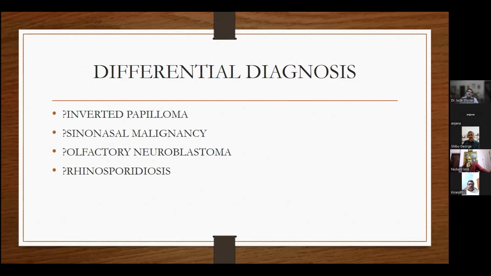One point. If it is olfactory neuroblastoma, I'm just finishing it up. What are the IHC markers in olfactory neuroblastoma? Not cytokeratin. S100, neuron specific enolase, and synaptophysin. Okay, synaptophysin.